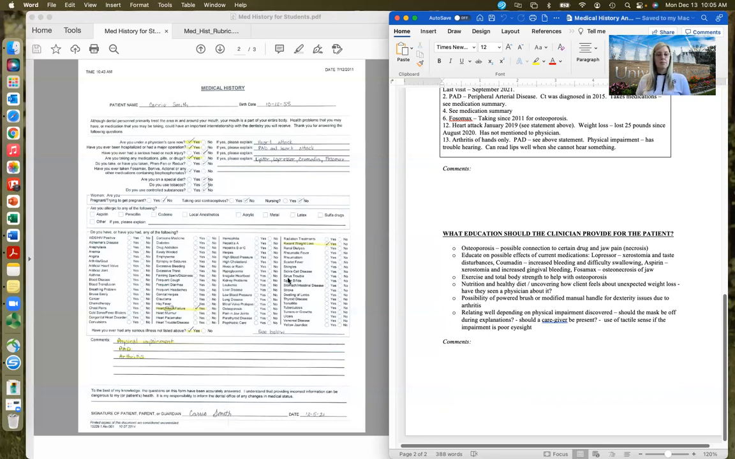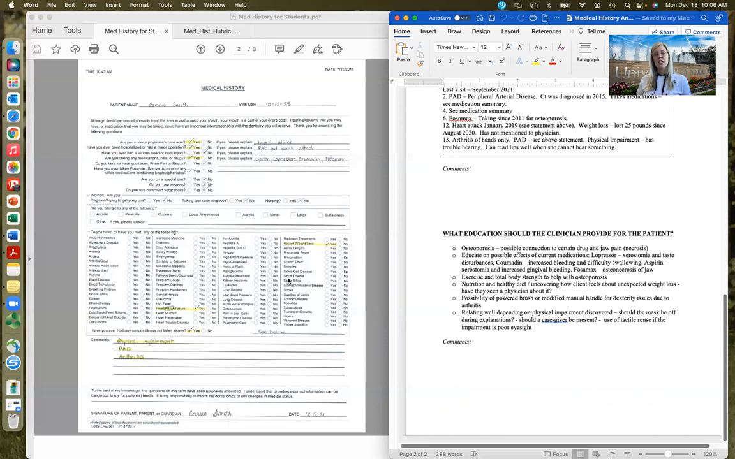Again, Mrs. Smith said that she was taking Fosamax. She checkmarked the yes answer on that. I think it was number 6. And then through our questioning, we found out that yes, she does have osteoporosis, and she was diagnosed in 2011, right? So huge thing with osteoporosis, we have to really look at bone levels. Okay, we have to really look at the condition of the bone in the jaw.